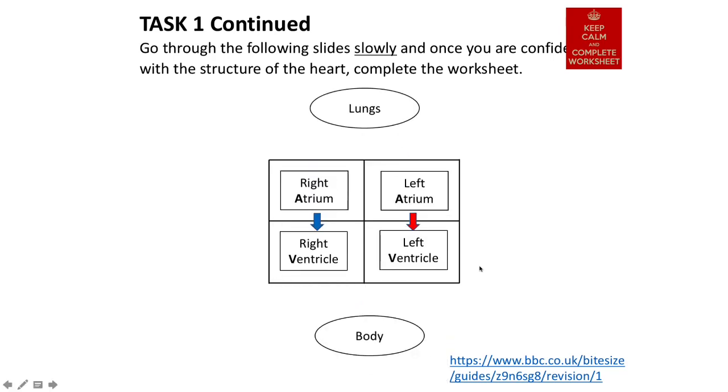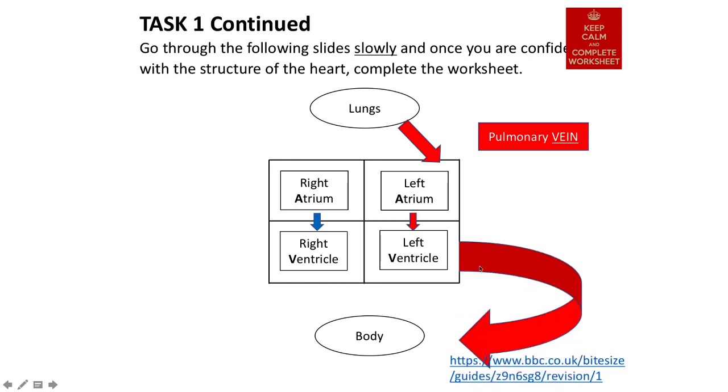It's going to go from the lungs, and that's going to travel to the left atrium, and this is going to travel through something called the pulmonary vein. Okay, so from the lungs to the left atrium is a pulmonary vein. Then it's going to go down through to the left ventricle, and that's going to end up going to the body. And that particular blood vessel that carries the blood from the left ventricle to the body, that is called the aorta. Okay, so that's what that one is called.